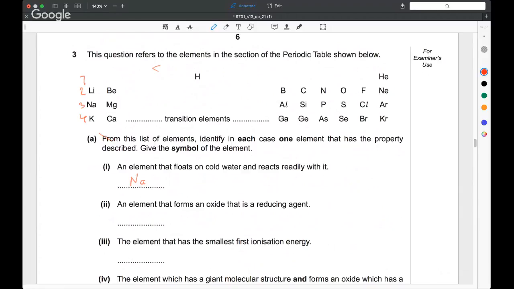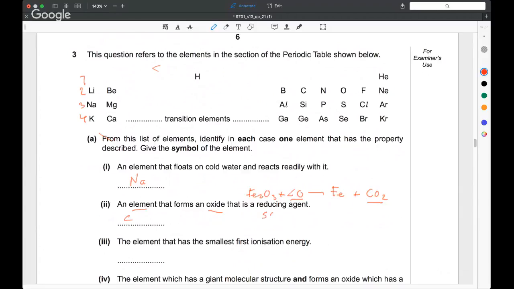An element that forms an oxide that is a reducing agent. Well, you've got to think, what would I be thinking? I know that, say, iron oxide needs to be reduced, can make iron. So if iron oxide is being reduced, then something must be being oxidized. So you could have, for example, carbon monoxide being oxidized up to carbon dioxide. So the reducing agent itself is oxidized. So you've got to think of elements that form an oxide that could itself be oxidized. Well, I've given you one here, haven't I? So carbon monoxide can be oxidized further to carbon dioxide. So carbon's a good example.